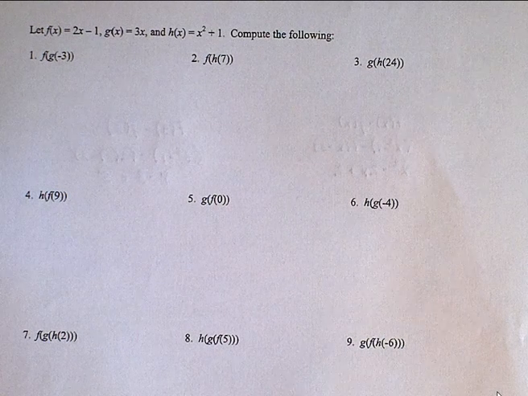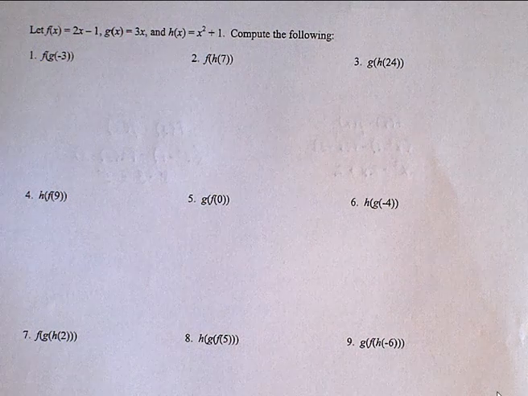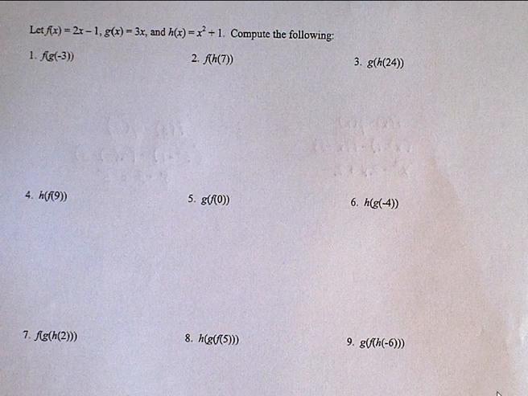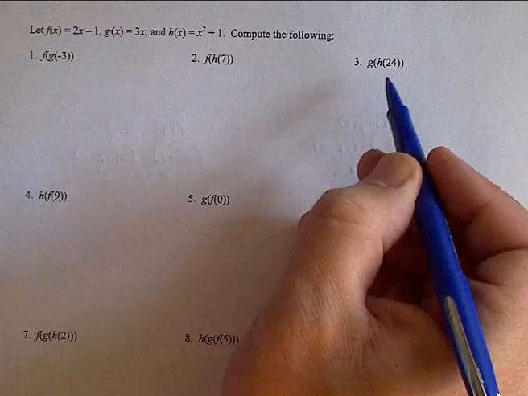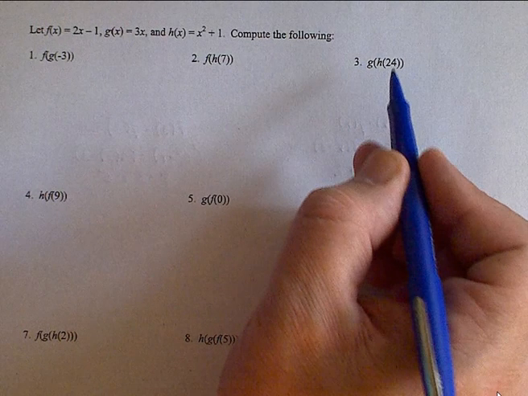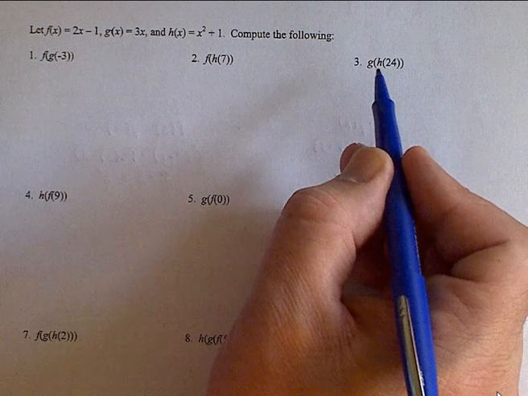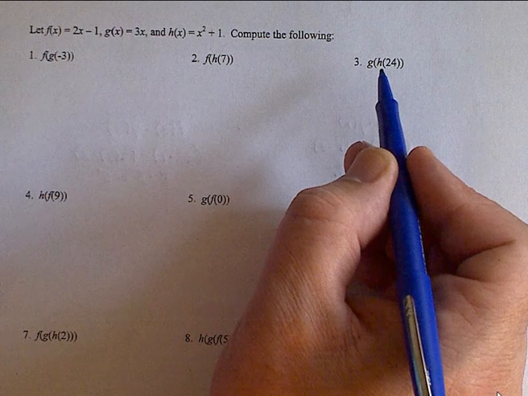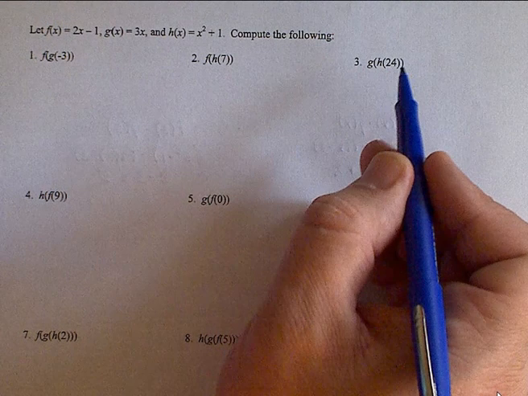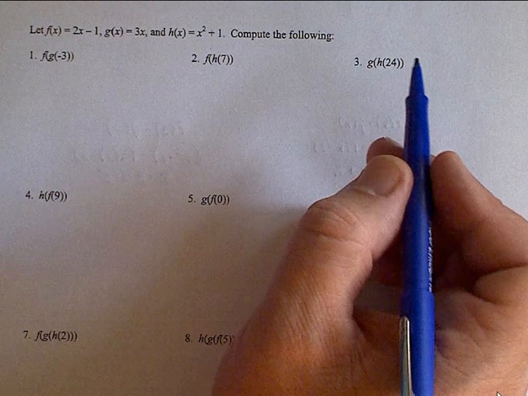Now, remember when your order of operations, you go inside out, okay? The same thing is true here, okay? So, well, number 3, for example, when it says g of h of 24, that's literally telling me I want to take the number 24, I want to plug it into the h function, and then I want to take that answer and plug it into the g function. And what do you get? What you get after that succession is your final answer.